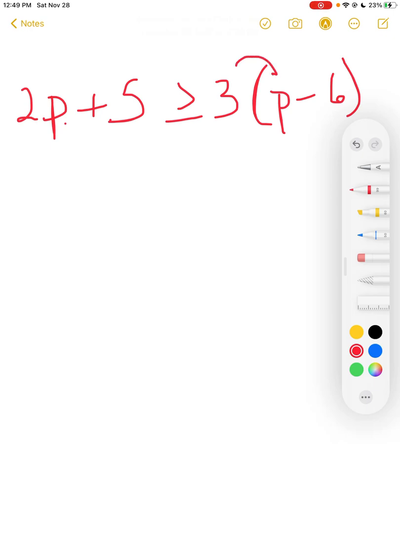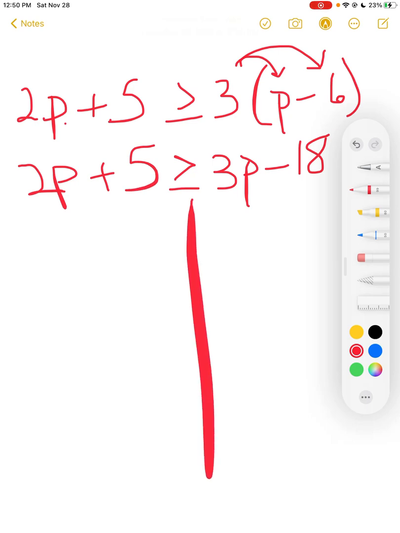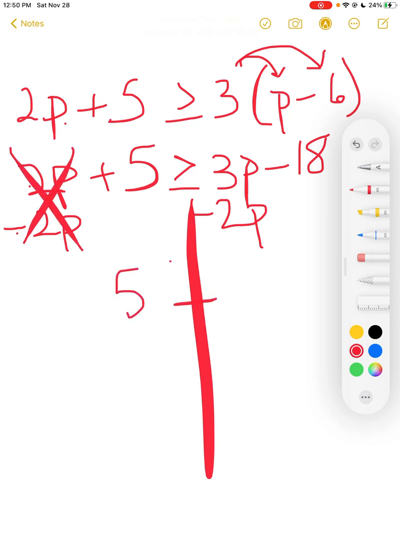All right, you guys, so I'm going to take my 3 and distribute it to both pieces inside the parentheses. That gives me 3p minus 18. 2p plus 5 stayed the same on the left. Now I start by moving. I like to focus on my smallest variable first, which was a 2p. To get rid of it on this side, I'm going to subtract it, and I need to subtract it from both sides. That cancels it out on the left. I'm left with 5. 1p is what I'm left with on the right, which is the same thing as p, minus 18.